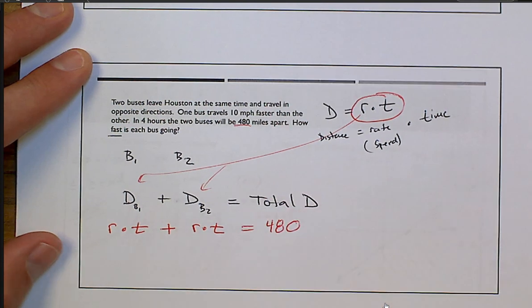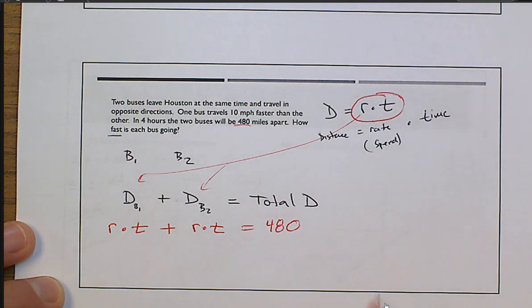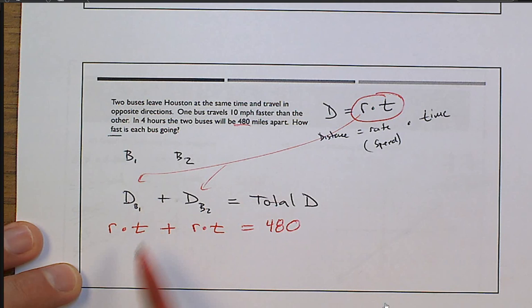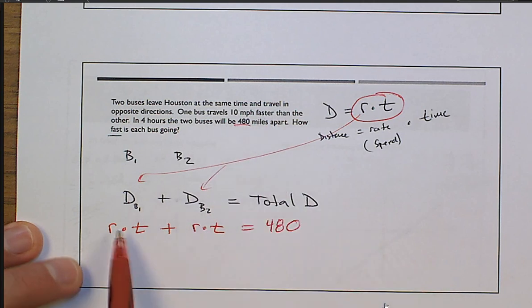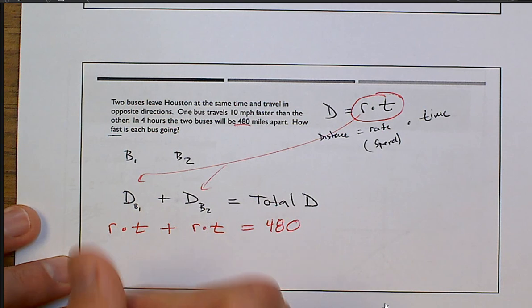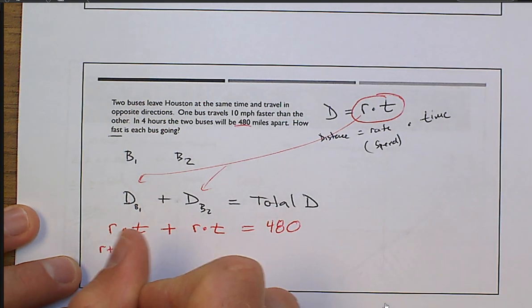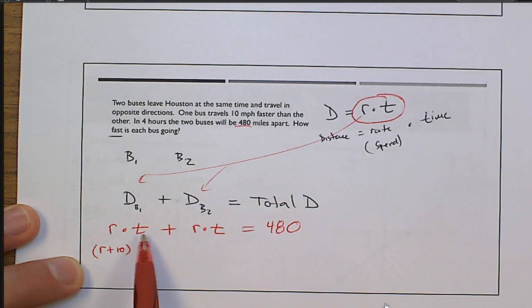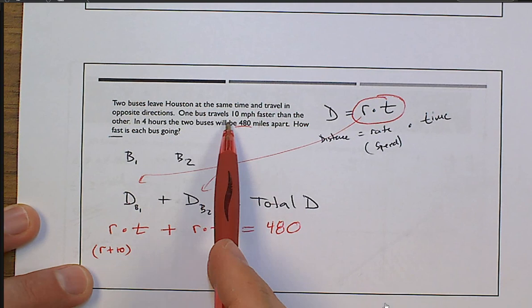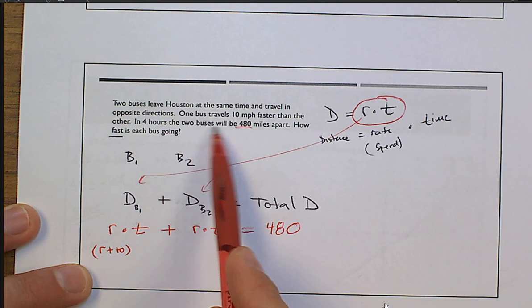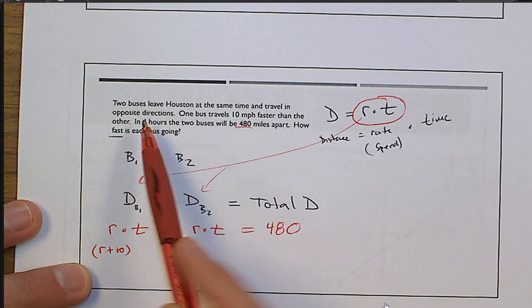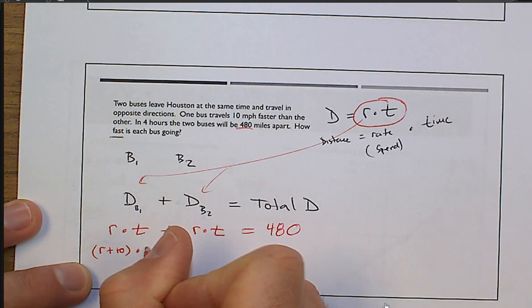Okay? Now we want to pick apart what's in the problem to plug in for rate and time for bus 1. One bus travels 10 miles an hour faster than the other. Remember, R stands for speed, so I'm just going to put R plus 10. Okay? Now what does it say in the problem about time? Well, it says they left at the same time, and in 4 hours, the two buses were 480 miles apart, which means it took 4 hours to travel. So I'm going to put times 4 there because that's how long it took.